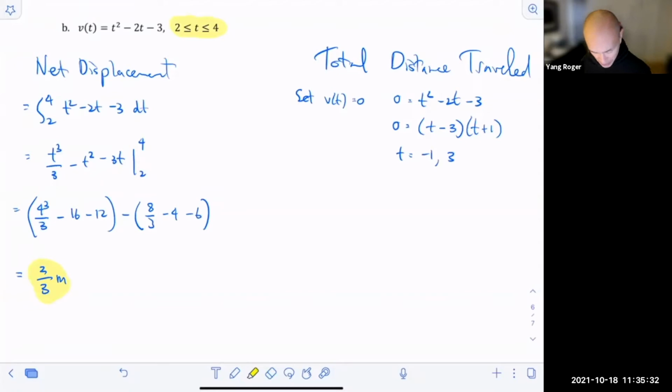So I feel like you should set this up where you're integrating one piece of the absolute value of v of t from 2 to 3, and then the next piece from 3 to 4.